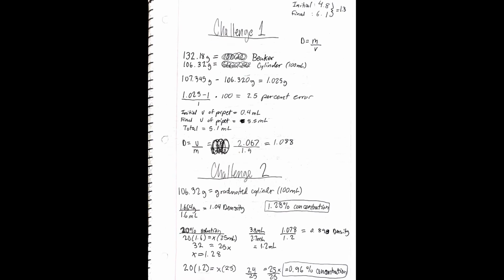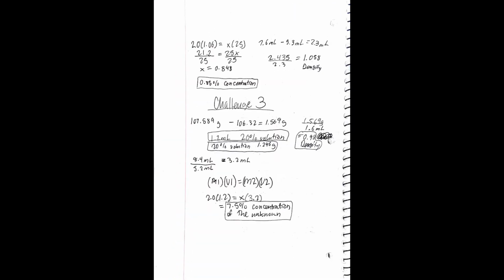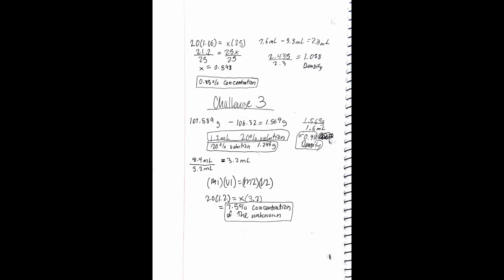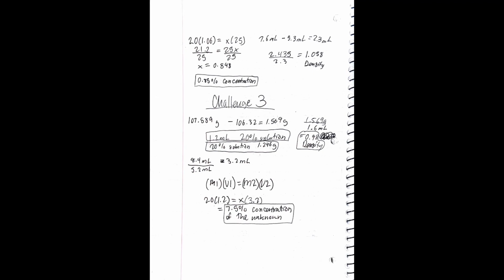Here is the data we collected from the experiments. For each challenge, we found all of the concentrations and all of the densities. And in the end, we found the concentration of the unknown, which was the blue water. The concentration of the unknown was 7.5%.